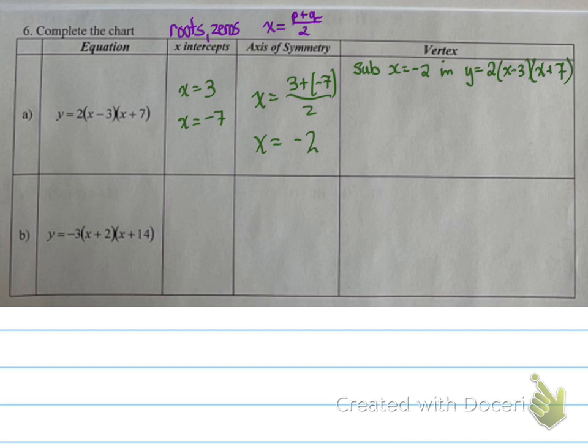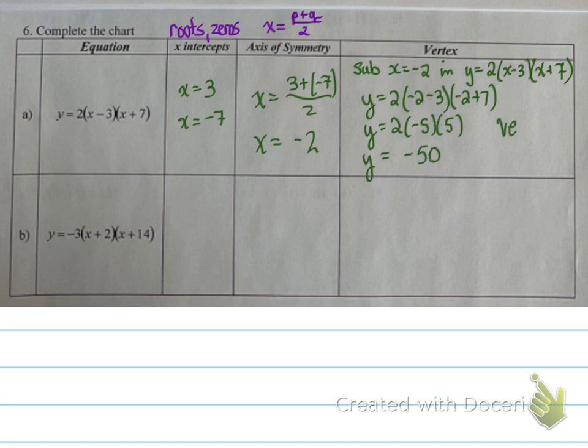So to find the k, we take y equals 2 bracket x, which is negative 2, minus 3, times x, which is negative 2, plus 7. We plug that into our calculator and you will get y equals, okay, I'm just showing a little bit of math. It's okay to show a little bit of math. Just in case you make a mistake, I can see what you're doing in the work. And you will find out that the answer is negative 50.